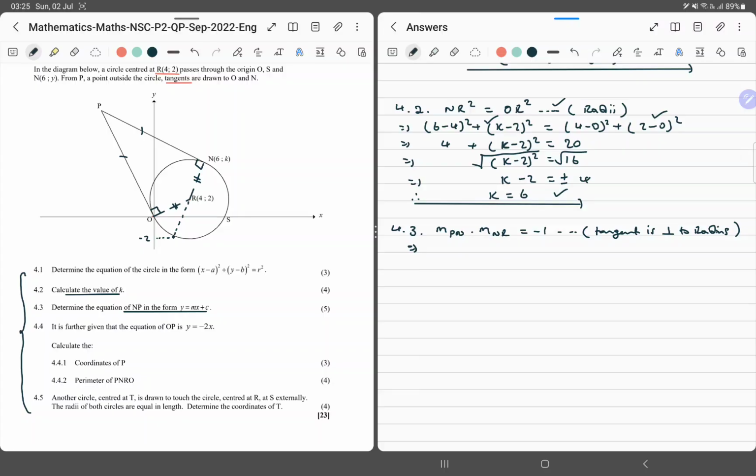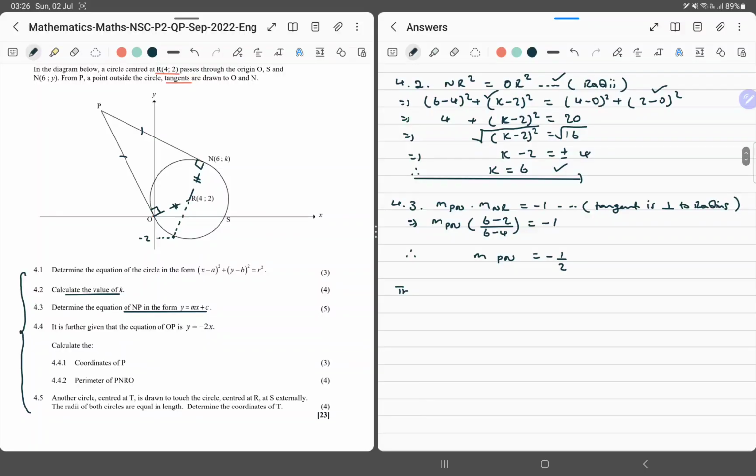So this is the way of finding that gradient. We want the gradient of PN. So we know that the gradient of PN times, now this one is going to be the y values, right? So it's going to be 6 minus 2 divided by 6 minus 4, is equal to minus 1. And then we can say, therefore, the gradient of PN is going to be whatever that is. So this is going to be 4 divided by 2, which is a 2. So this one becomes minus a half. Of course, it's a negative gradient, so we can accept it.